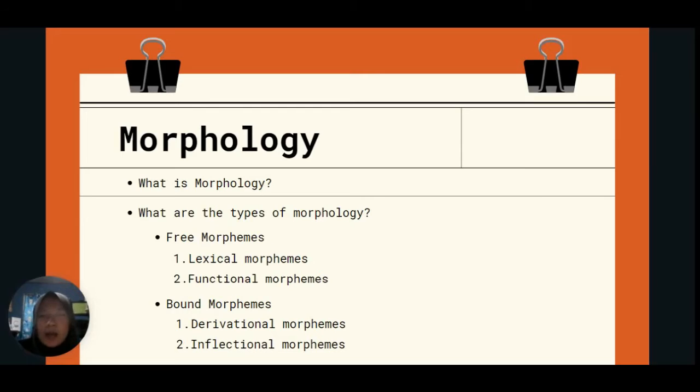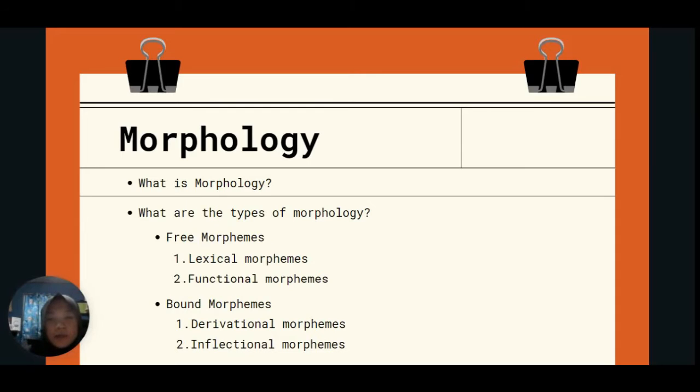Lexical morphemes are morphemes that can stand alone and can convey the content of the message we convey. Divided into three, namely verbs, nouns, and adjectives. Functional morphemes are morphemes that can stand alone, but the content to be conveyed is not clear. Divided into four, namely conjunctions, prepositions, articles, and pronouns.